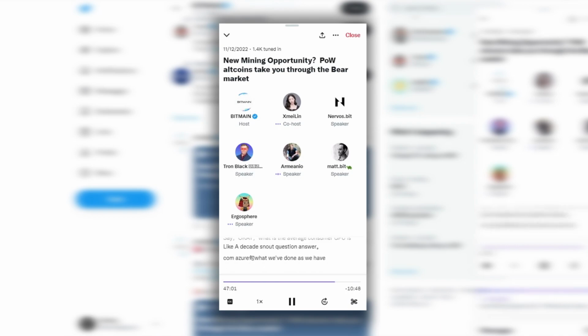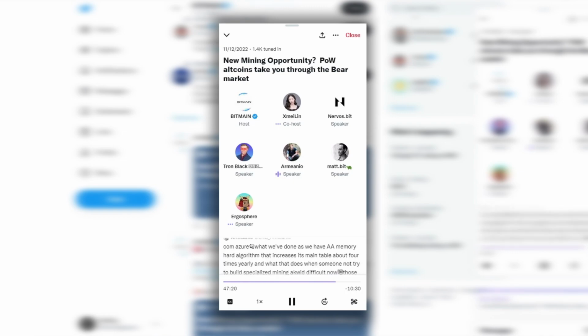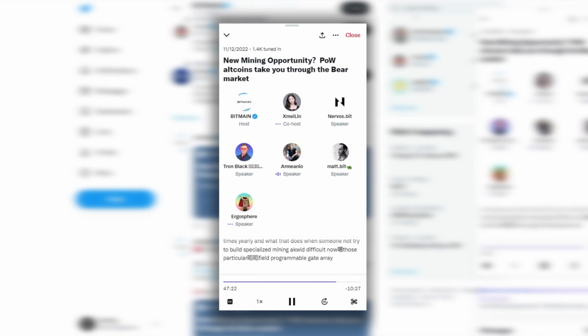At Ergo, we have a memory-hardened algorithm that increases its mem table about 4 times a year, roughly. When someone tries to build specialized mining equipment on it, that makes it difficult. Now, field programmable gate arrays are somewhat efficient in catching up with GPUs. For Ergo, I'm not the guy to talk to.